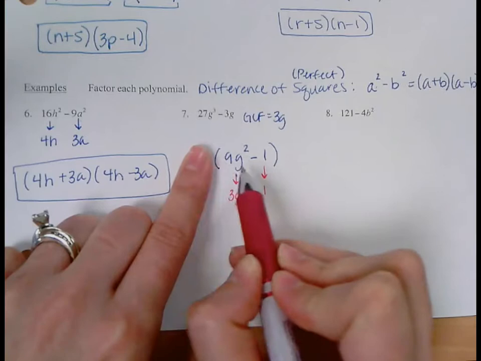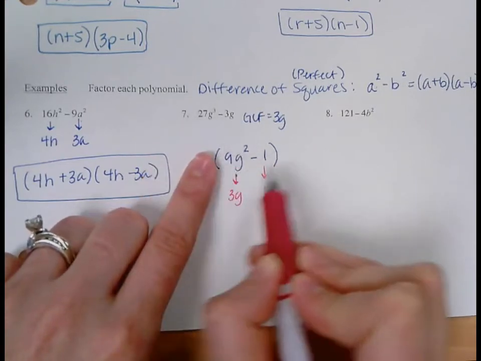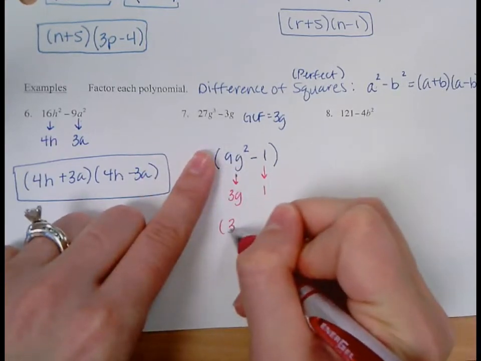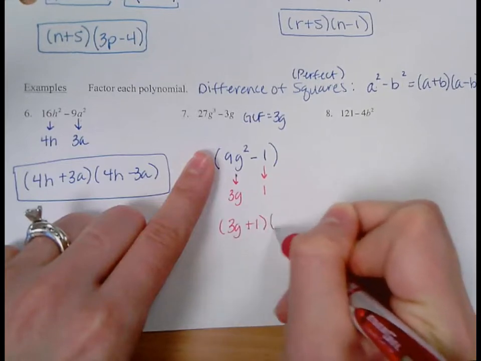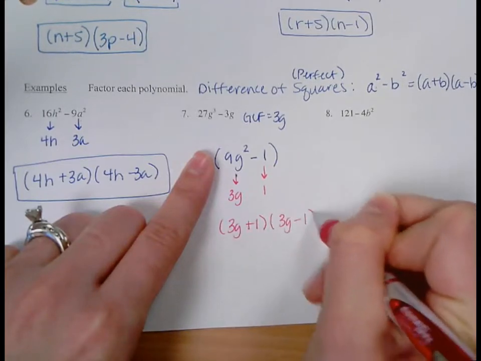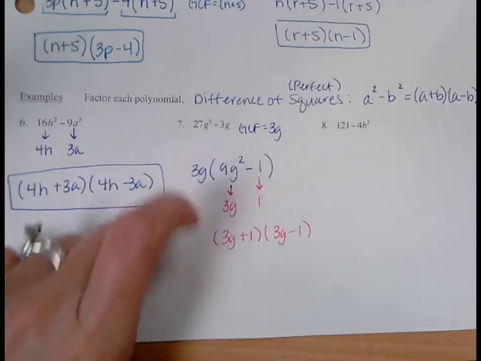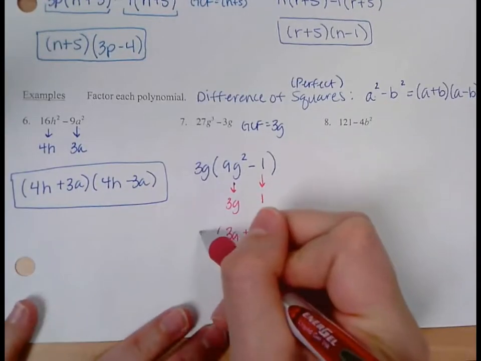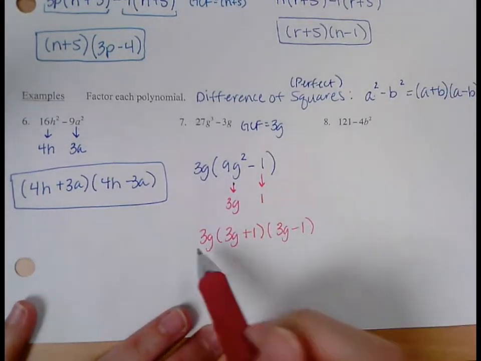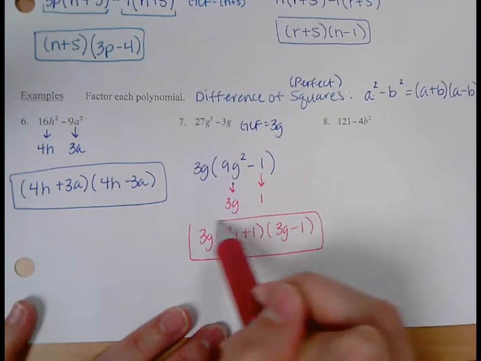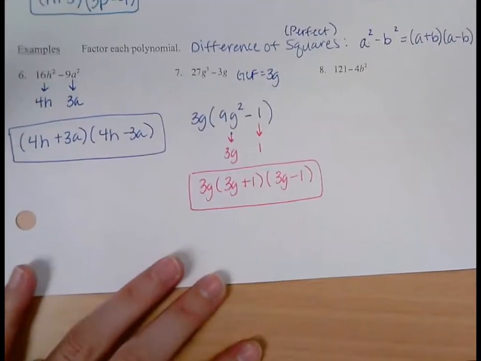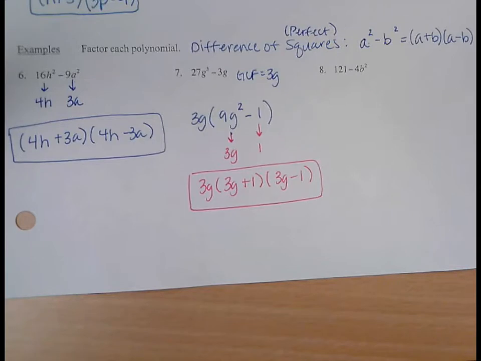So this, I'm ignoring the GCF right now. This will factor to be 3g plus 1 times 3g minus 1. And then I still have the GCF of 3g in front. So this is the fully factored form of that polynomial, or that quadratic.